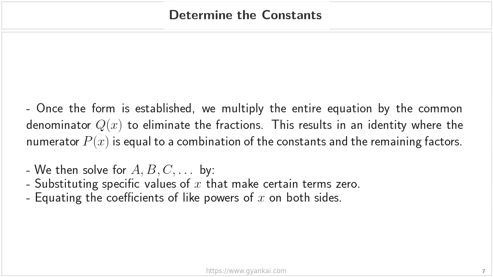The second technique is equating coefficients. This is where we expand out both sides of the equation after we've multiplied by the common denominator, and then compare the coefficients of like powers of x. So, we look at the x squared terms on both sides, set their coefficients equal to each other, and that gives us an equation we can solve. We repeat this process for the x terms, the constant terms, and so on.